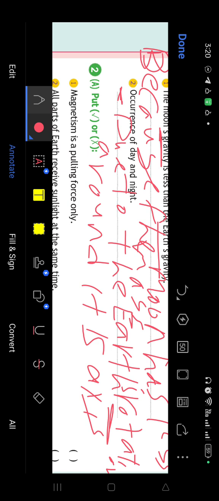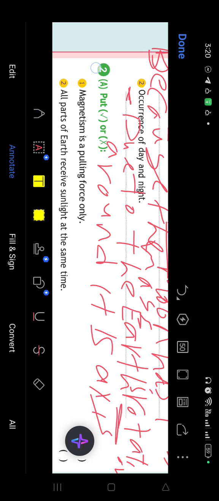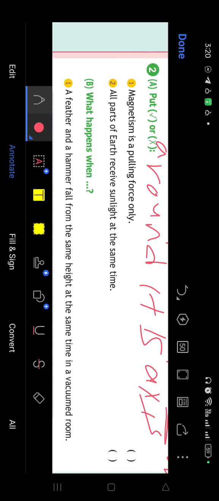Yes. What, true or false? Magnetism is a pulling force only? Of course not. It's not pulling force only. It's pulling and pushing, which is attraction and repulsion. So it is false. Number two, all parts of Earth receive sunlight at the same time? Of course not. Do you remember when you bring the model? There is some places where like in America it would be day and Egypt would be night at the same time. Okay, so all parts don't receive the sunlight at the same time.